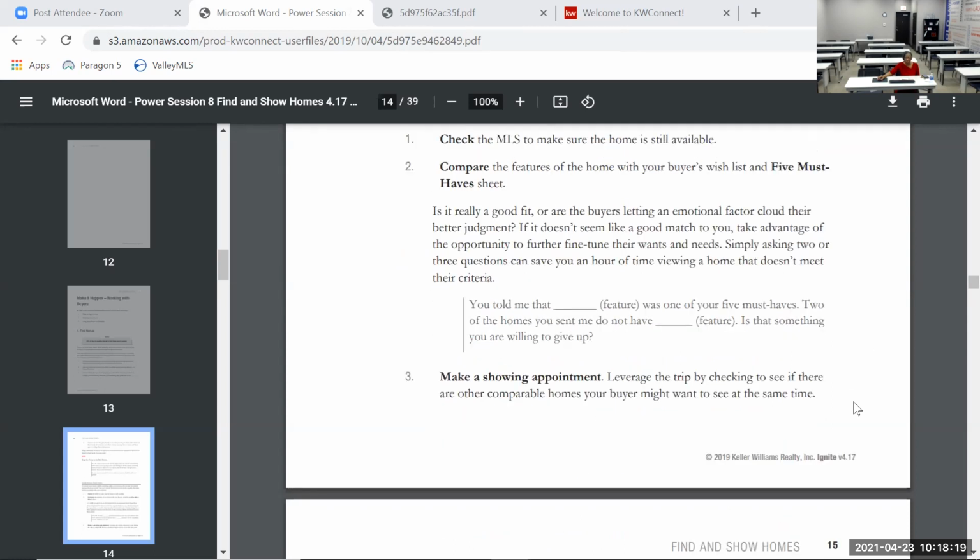Make a showing appointment, and leverage the trip by checking to see if there are other comparable homes that you can show them as well. There might be some other homes in the area that are comparable to it, maybe a different price point, not out of their price range. So if I'm going to show one home, then I'm going to do my best to have at least 2 other homes to show, so that we're not wasting our time just looking at one house every day.